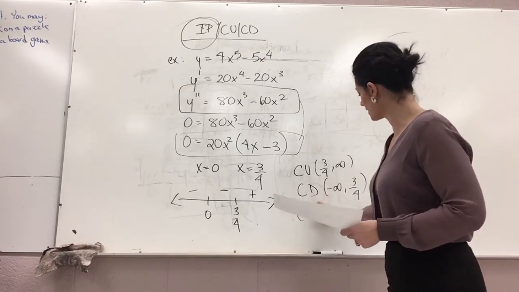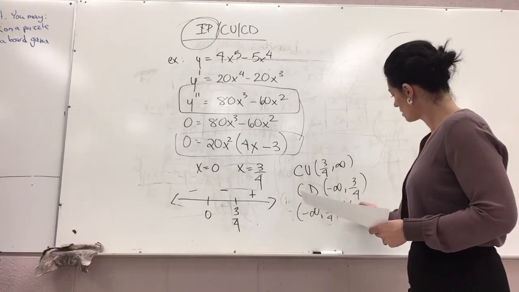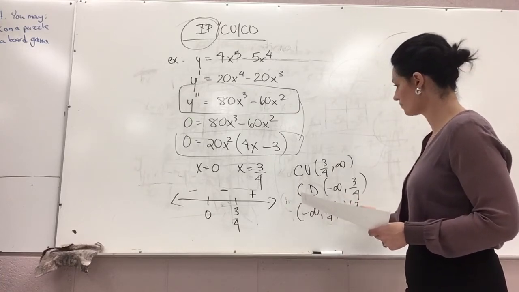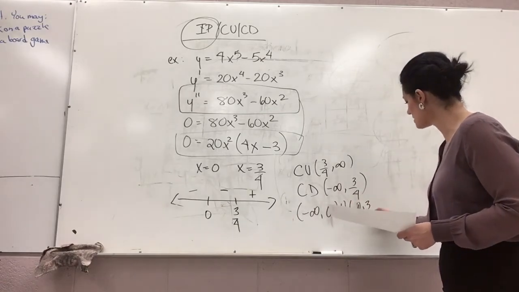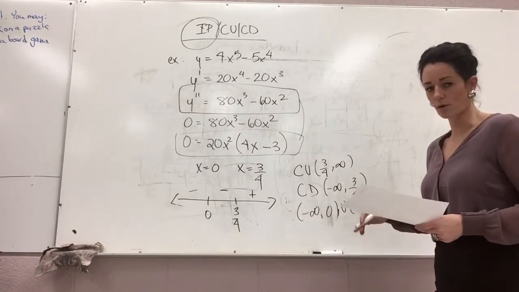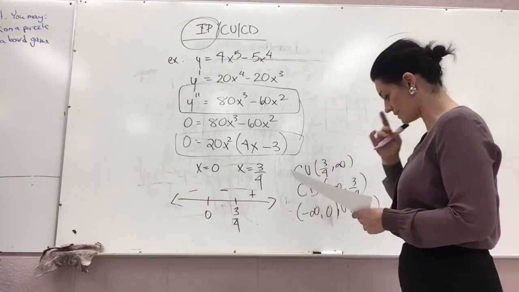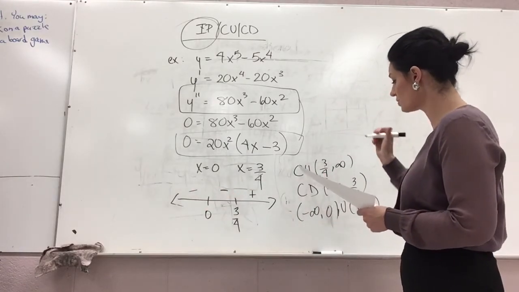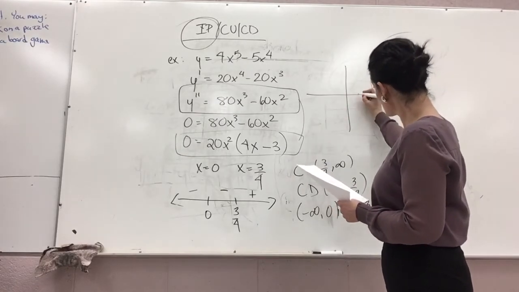You could write it like this, or to 0, and then you could do 0 to 3/4, but it really means the same thing. You could write either. I wouldn't mark it wrong, but you can just go right ahead and write the whole thing for concave down.